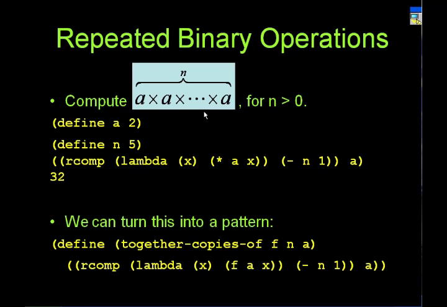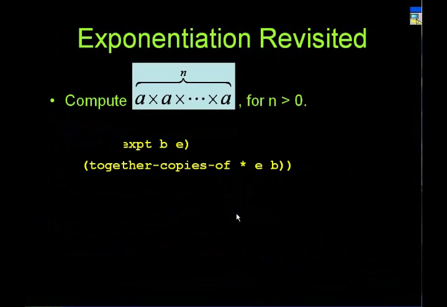Now, it turns out that we can turn this into a pattern called together copies of f and a, and you can define it in the following form, which is what you saw earlier. Essentially, you want to apply the function f on a, f a x, n minus 1 times on a. So f is here, and in this example, your f maps to what? Star. So this thing can also be re-expressed in this form.